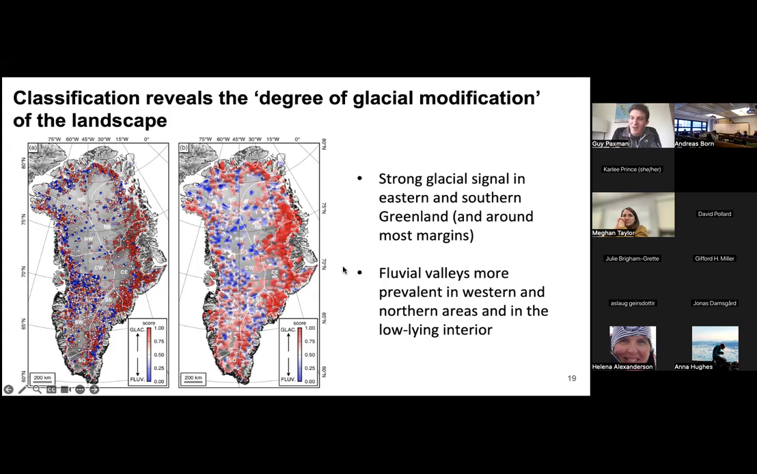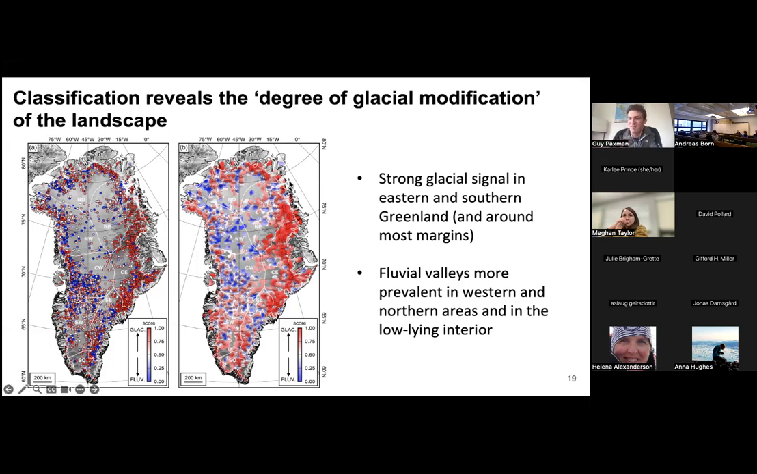And again, there's still quite a lot going on in those maps. But one thing I want to draw your attention to is that there's going to be quite a lot of red around the margins as a rule, which maybe you would expect given the contemporary fast-flowing ice you see there. But also you see these quite strong red colors in the eastern parts and the southern parts of Greenland, compared to the more blue, more fluvial classifications you're getting in the western and central areas and in the north as well. So those patterns maybe tell us something about the history of the landscape in these different areas as well.